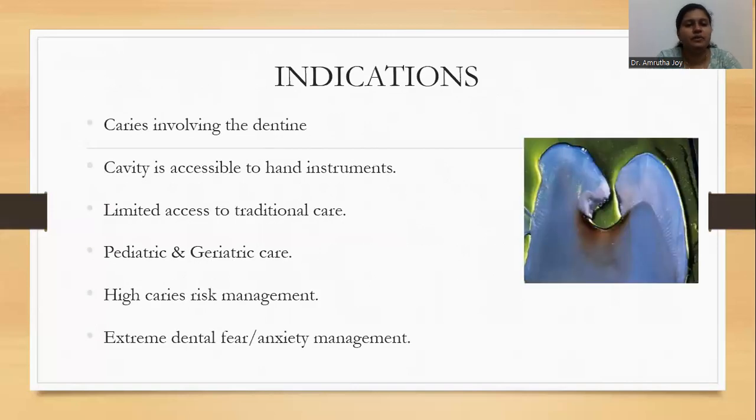Indications of ART: caries involving dentin where the cavity is accessible to hand instruments, limited access to traditional care, where the population does not have access to a traditional dental setup, pediatric and geriatric patients, higher caries risk management, and extreme dental fear or anxiety management. Especially in the pediatric population, sometimes the child may not allow the use of motor-driven instruments such as air rotors. In such cases, we can practice ART.